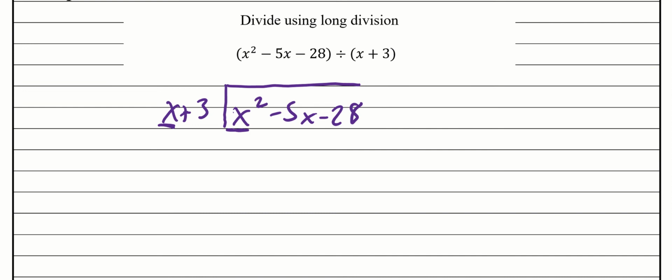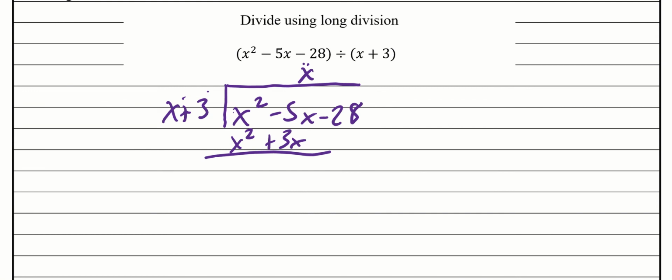Well, to multiply x to get to x squared, all I need to do is multiply it by 1x. So I'm going to put 1x up top, and then I'm going to do that multiplication, and I'm going to put my values down below. So x times x is going to give me x squared, so I'll put that value here. And then x times 3 would give me 3x, so I'll put that value down below.